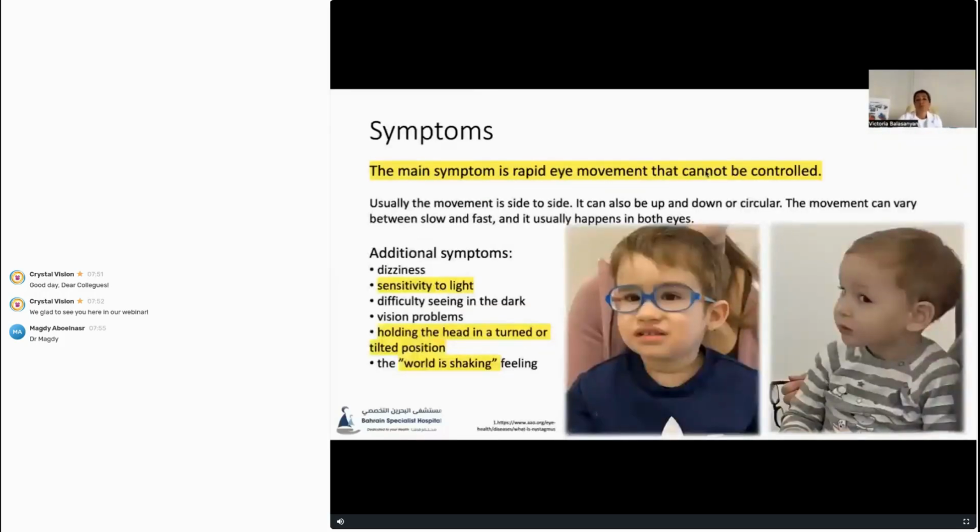The main symptom of nystagmus is rapid eye movement that cannot be controlled. Usually the movement is side to side. It can also be up and down or circular. The movement can vary between slow and fast, and it usually happens in both eyes. In addition to rapid eye movement, nystagmus symptoms include sensitivity to light, dizziness, difficulty seeing in the dark, vision problems, holding the head in a turned or tilted position, and the feeling that the world is shaking.